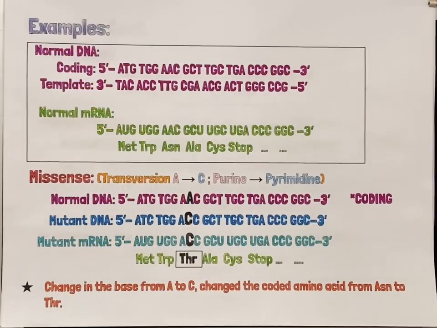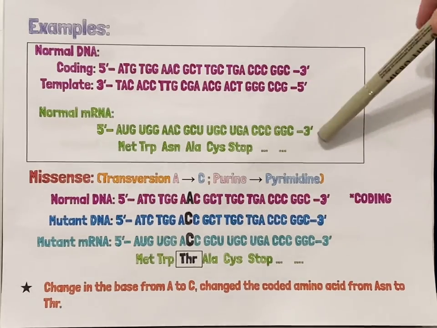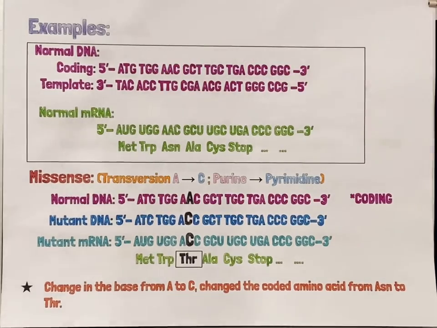Okay, so now we're going to do some examples. First, we're going to do an example of a missense. So here's our normal coding strand of the DNA. And the normal mRNA would be methionine, tryptophan, asparagine, alanine, cysteine, and a stop codon.